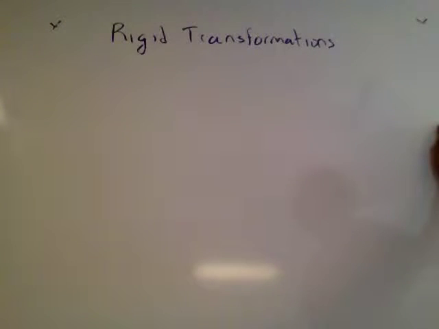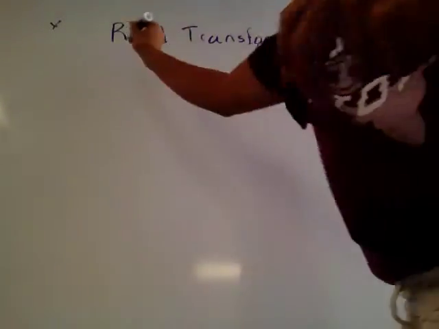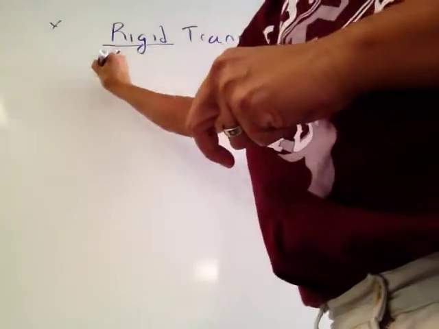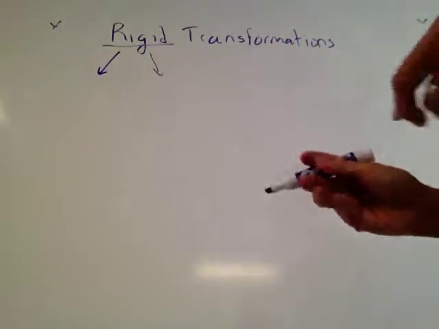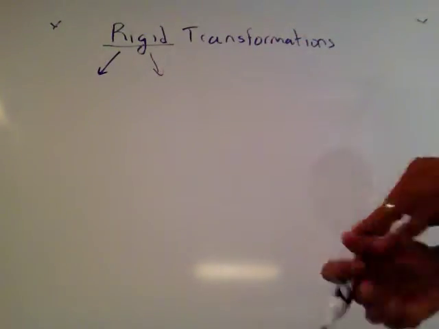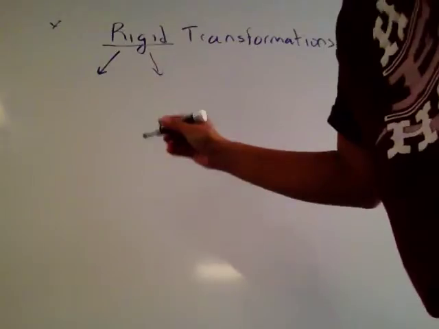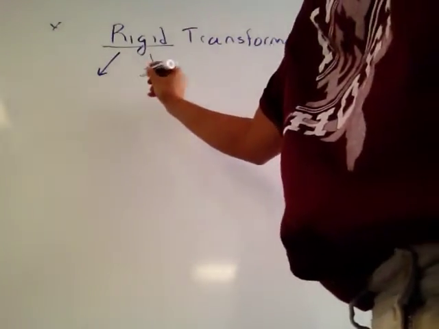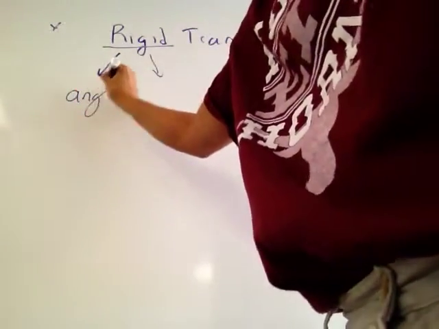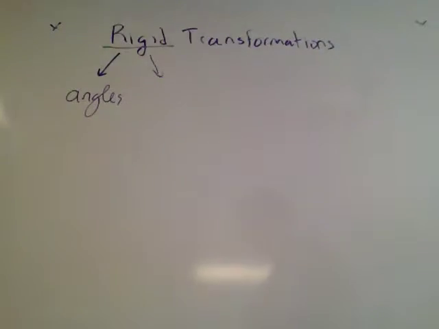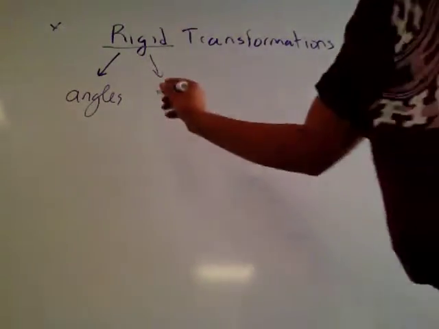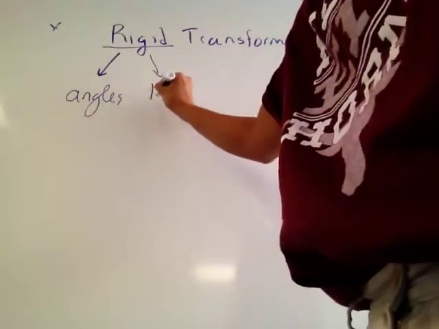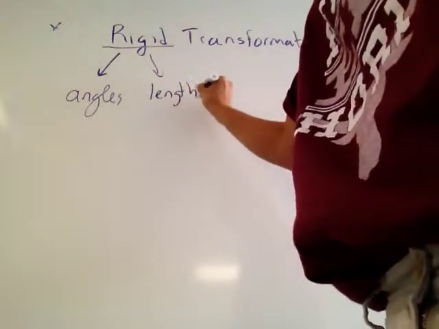All right, in this unit we've been talking about transformations, but most specifically we've been talking about rigid transformations. Rigid transformations keep two things exactly the same, and it's because it's moving the entire plane. So it keeps all the angles of your shape exactly the same, as well as the lengths of each of the line segments.